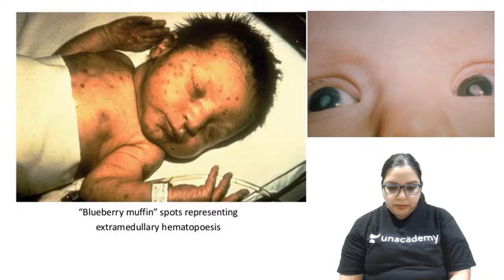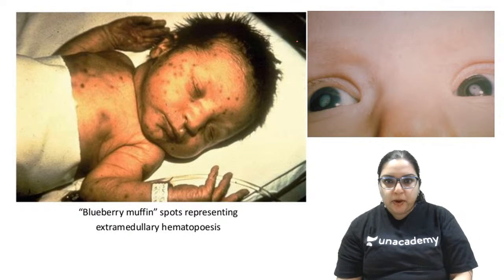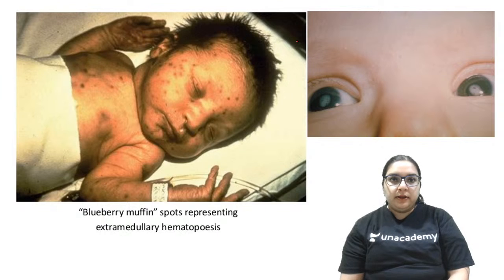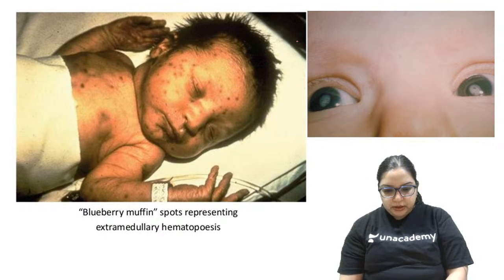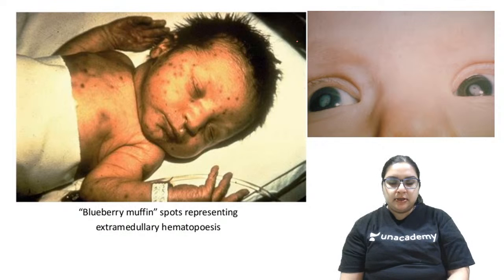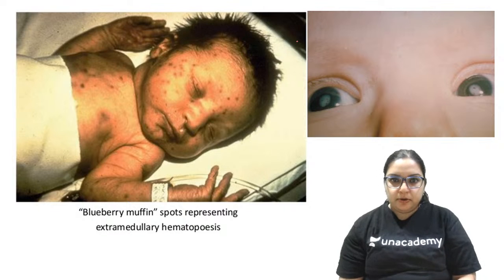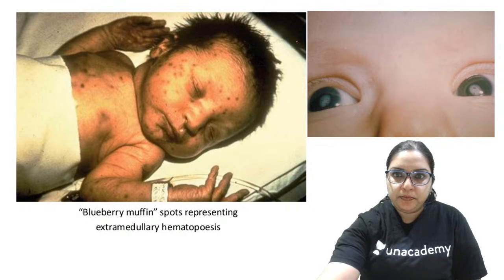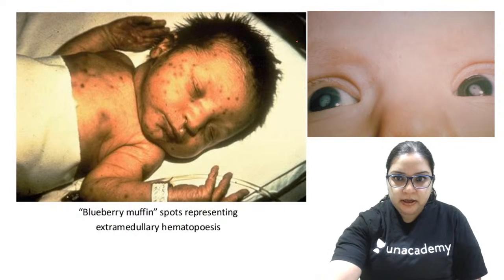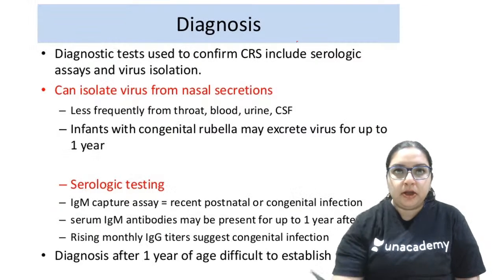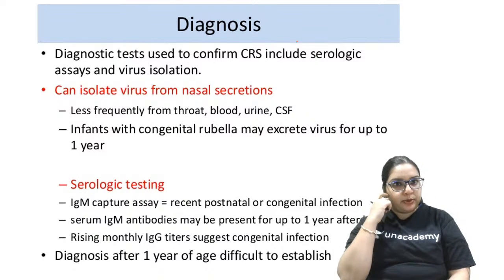Yes, blueberry muffin spot is actually pathognomonic. It is secondary to the thrombocytopenia, which causes petechiae and purpura. Okay, rubella often has thrombocytopenia. Is that clear? See in this picture. So these are all important for image-based questions as well.